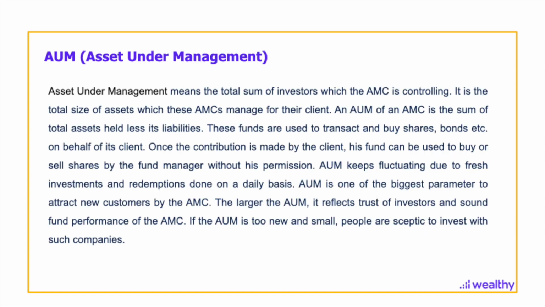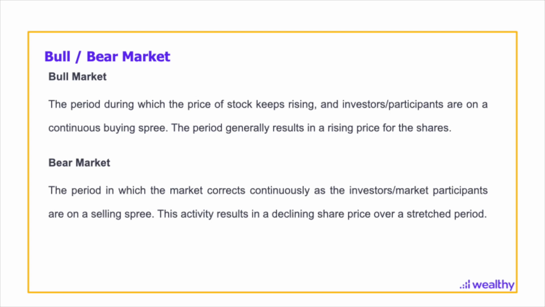AUM, Assets Under Management. Another term to know is AUM, or Assets Under Management. AUM represents the total value of assets managed by an AMC. It includes the sum of all the investments in a particular fund. A higher AUM usually reflects investor trust and the fund's strong performance, while a lower AUM might indicate a newer or smaller fund.